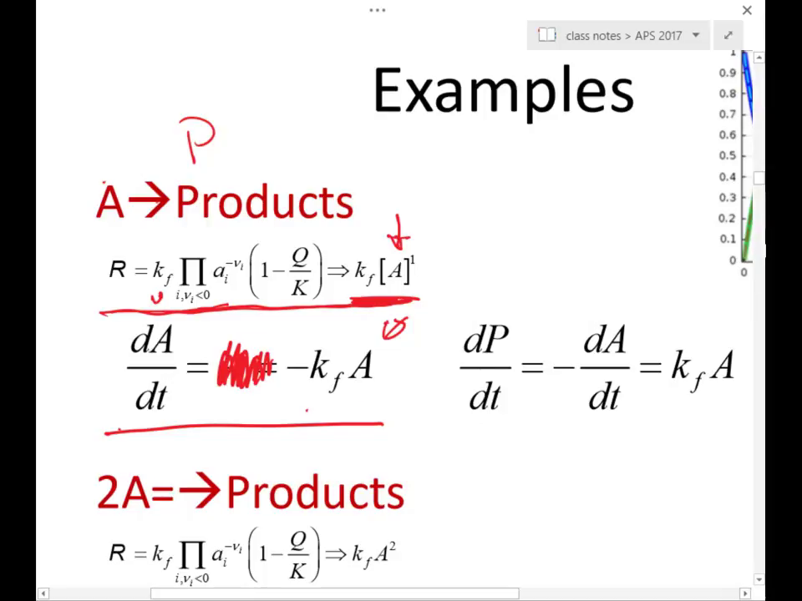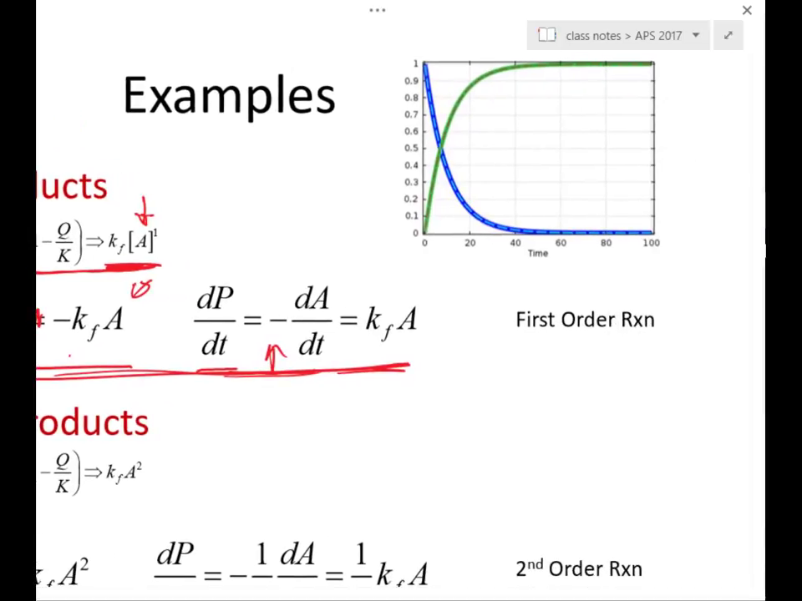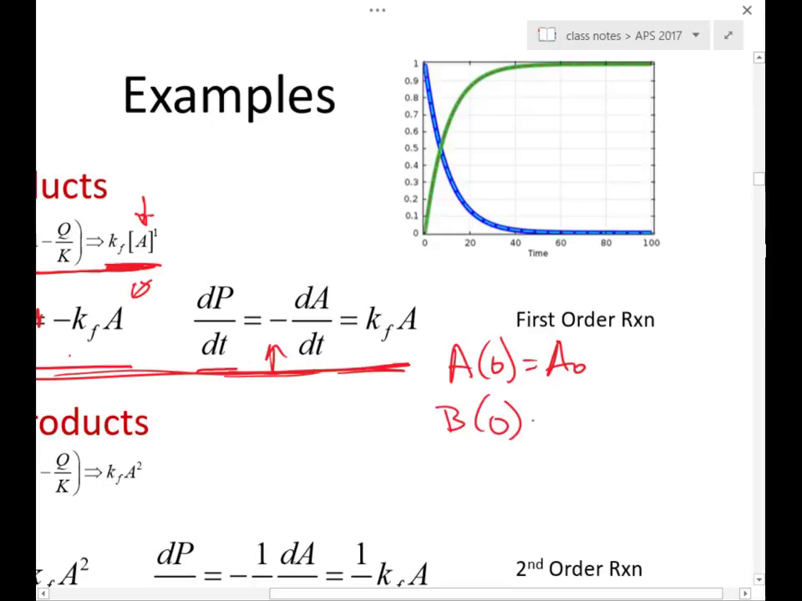We also apply the approach that we saw on the previous slide and get a rate expression for P. It's going to be equal to A, but the sign is different, so we get that. So the rate of production of P is equal to the rate at which A is consumed. So this first order set of expressions, you can solve analytically using an initial condition that A at time 0 is equal to A0, and B at time 0 is equal to 0.